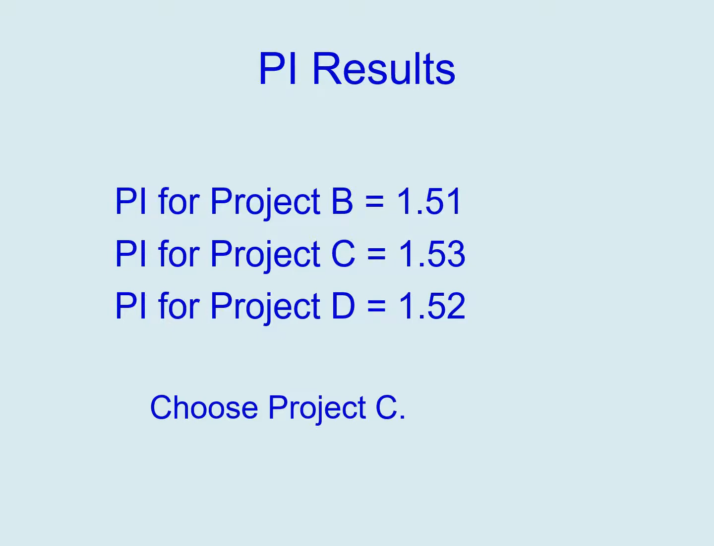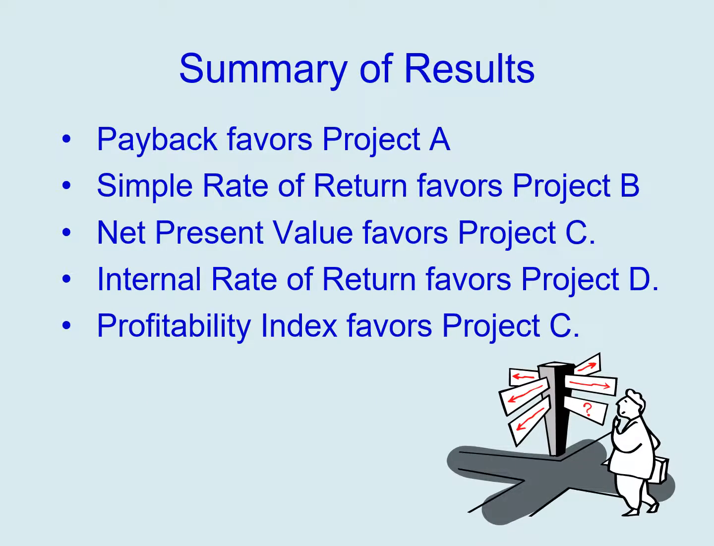Okay, so again, you were given the task of choosing the best project, and so you were being very meticulous, and you applied all these capital budgeting techniques that you knew about. And here's the summary of your results. The payback tells us we should go with Project A. The simple rate of return says we should go with Project B. Net present value says we should go with Project C. Internal rate of return, Project D. And then Profitability Index, Project C. So now what do you do?